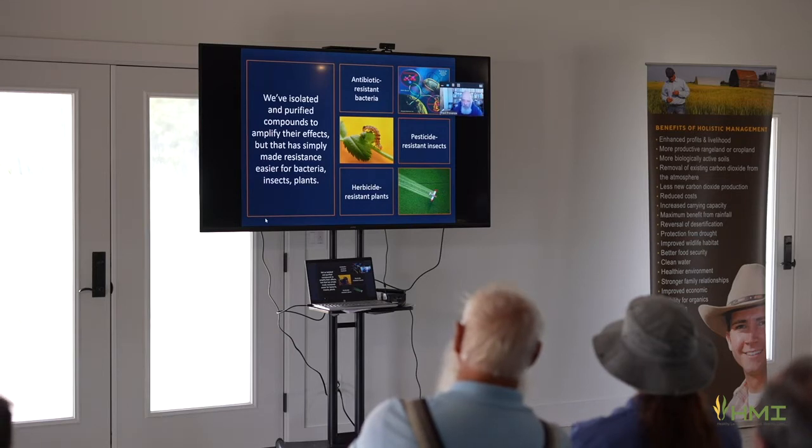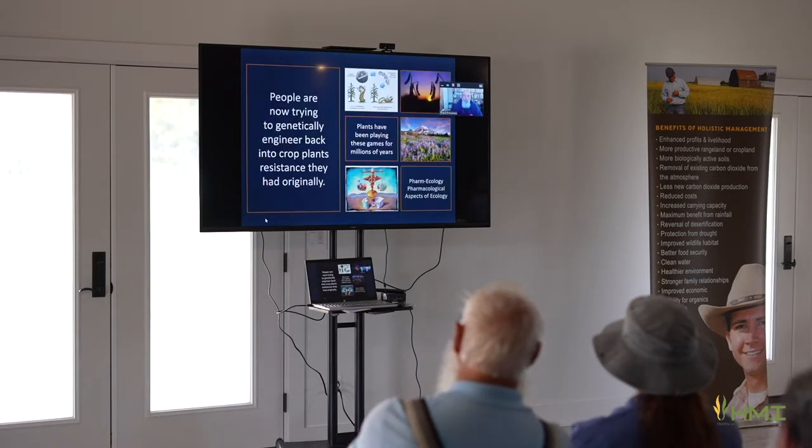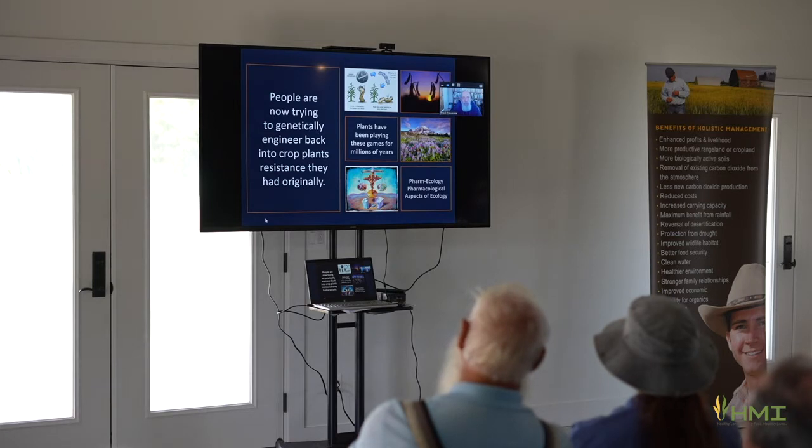to outmaneuver us. I think what's important to realize is that plants and animals have been playing these kind of coevolutionary games for ages. And the more we can think about natural systems and how they work going forward, I think this will be really valuable for us. And I think these attempts to genetically engineer back into crop plants resistance they originally had may not be the best way for us to proceed. Again, I could tell several accounts here, but I'll let it go.